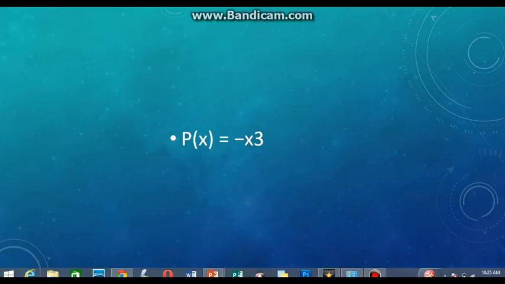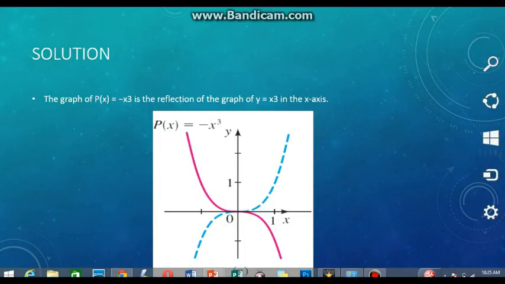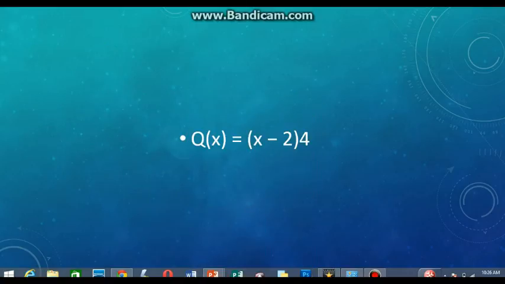Let's have an example. Number 1. P(x) = -x^3. The solution for that problem is that the graph of P(x) = -x^3 is the reflection of the graph of y = x^3 in the x-axis.